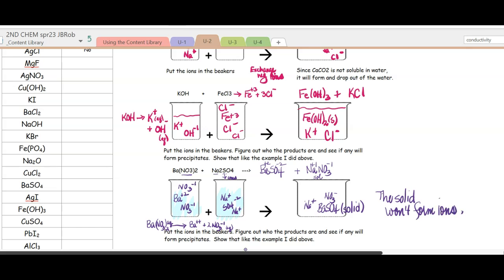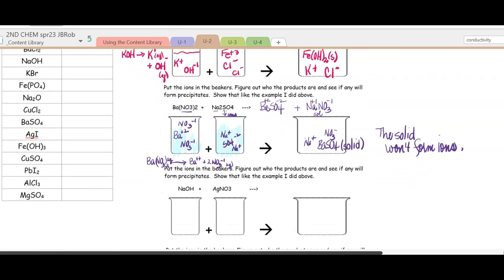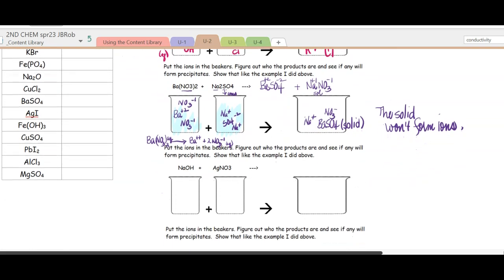All right, so then we have sodium and nitrate ions around doing nothing because they're just soluble. But barium sulfate forms a solid that precipitates out because it doesn't dissolve. So the solid hasn't dissolved. All right, and that's the key here.